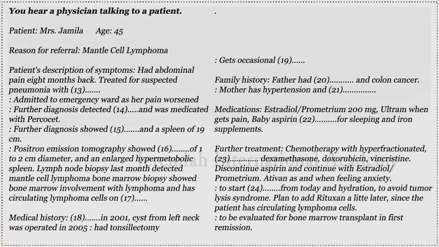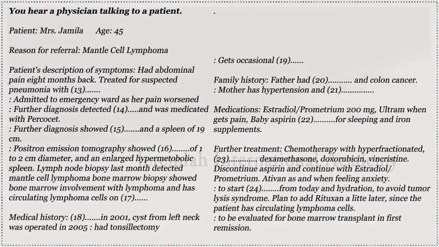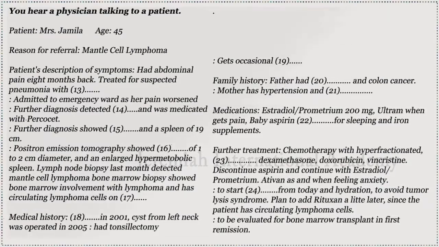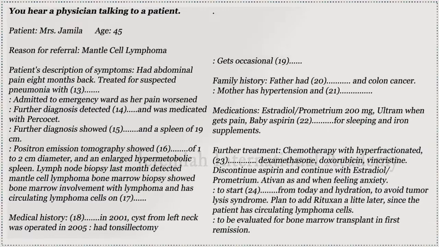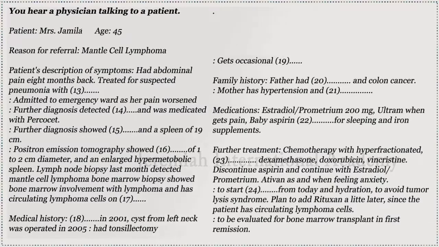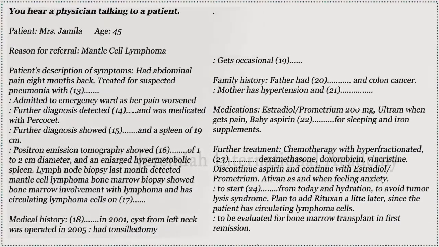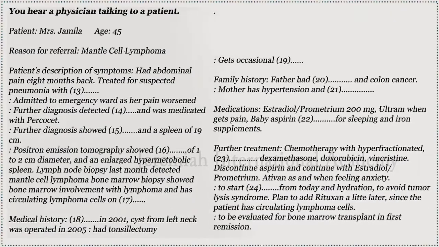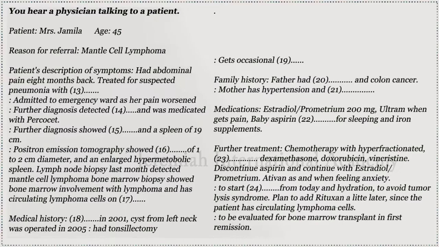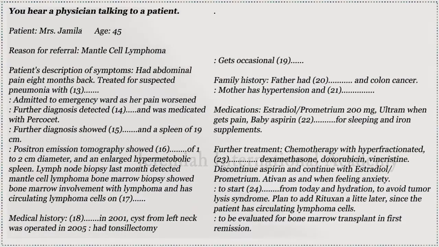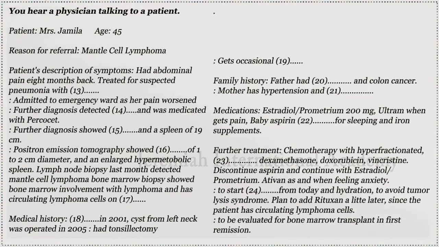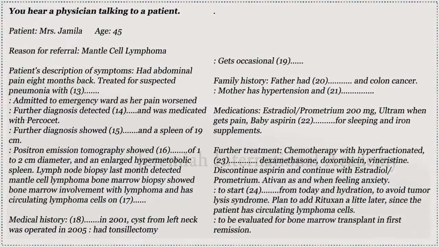And your age? 45, doctor. Okay. What medications are you taking? Estradiol, Prometrium, 200 milligrams, Ultram whenever I get pain, baby aspirin, Lunesta for sleeping, and iron supplements. Are you allergic to any medicine? No, doctor. Tell me about your previous medical history. Yes, doctor. I got my tubal ligation in 2001, and a cyst from the left side of my neck was surgically removed in 2005.